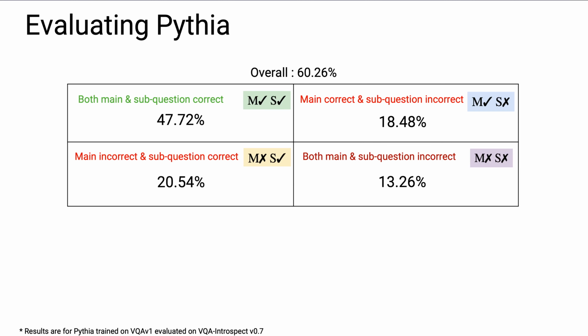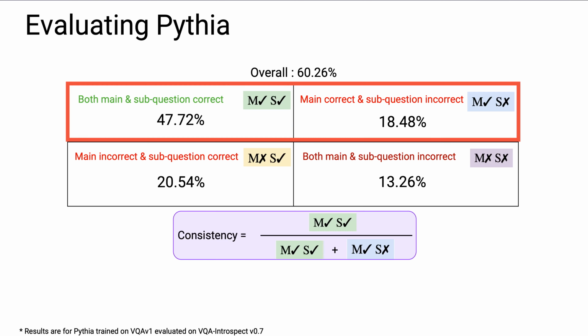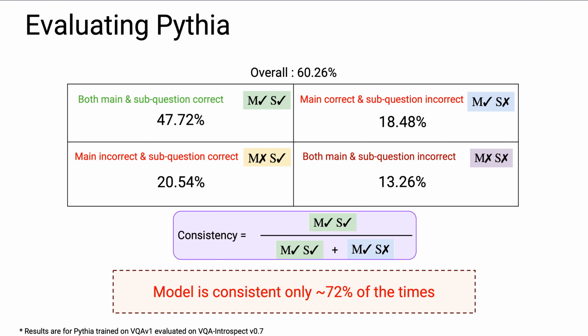We define consistency as the percentage of the time the model gets the sub-question right given that it gets the main question right. We find that models are consistent only 72% of the time. This inconsistency between higher level reasoning tasks and the lower level perception subtasks that it builds on suggests that the VQA model has not effectively learned how to answer the reasoning question and that it might not be able to generalize to the same or closely related reasoning question with another image.